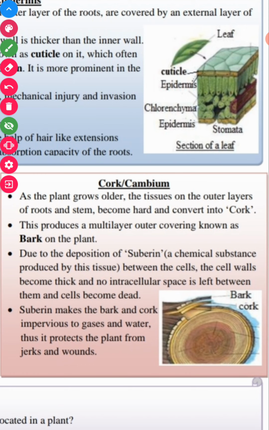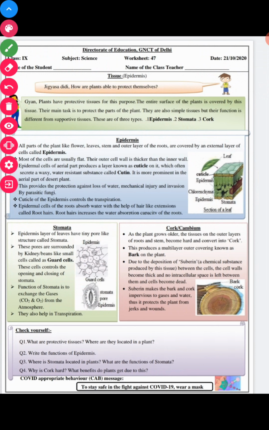So this is all about today's worksheet. Let's do the practice exercise. First question: what are protective tissues and where are they located in the plant? They are simple tissues covering the entire surface of the plant. Their main function is to protect all parts of the plant, like the epidermis, which covers flower, leaf, stem, and the outer layer of the roots, stomata, the epidermis of the leaf, and cork, the tissue on the outer layer of the root and the stem.